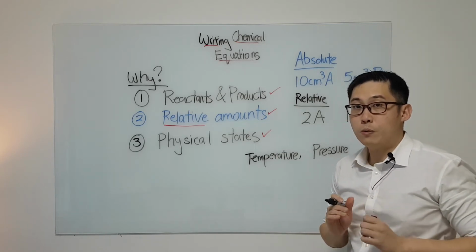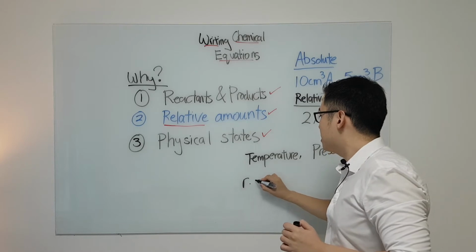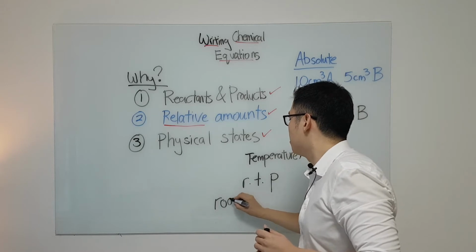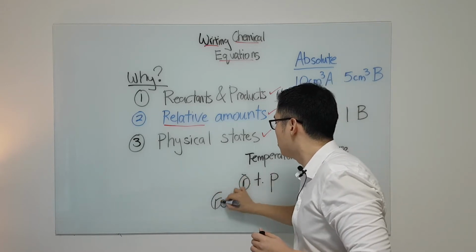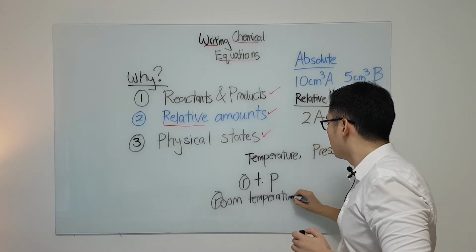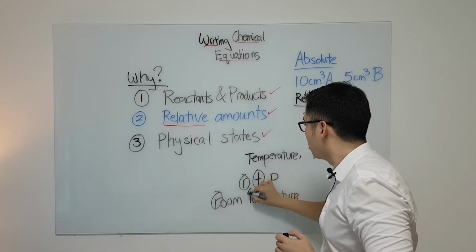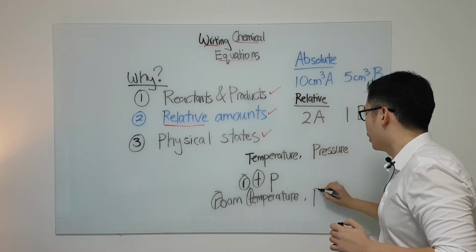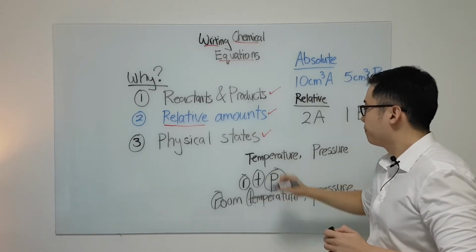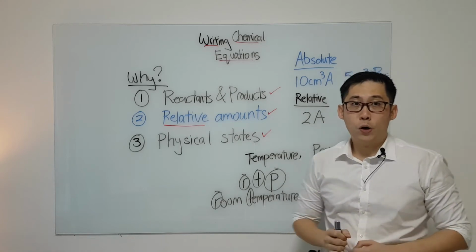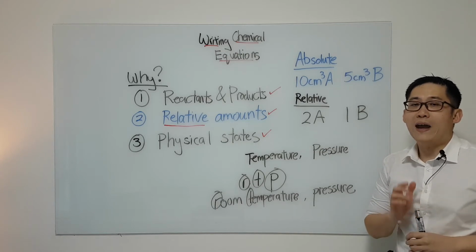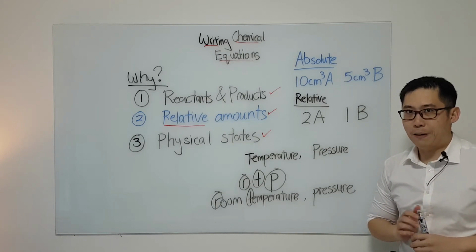Most of the time, what we will see is this term called RTP, which really stands for room temperature and pressure. Now, with this in mind, we will now proceed to teach you the steps to write a chemical equation.